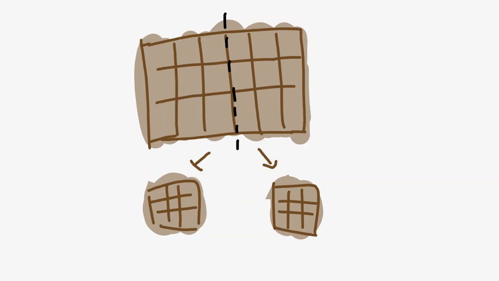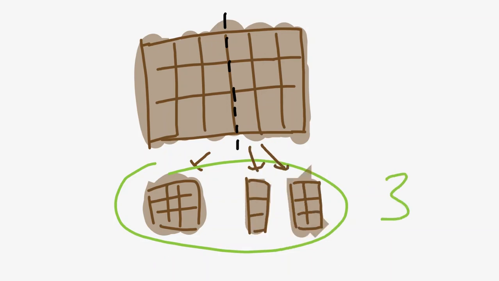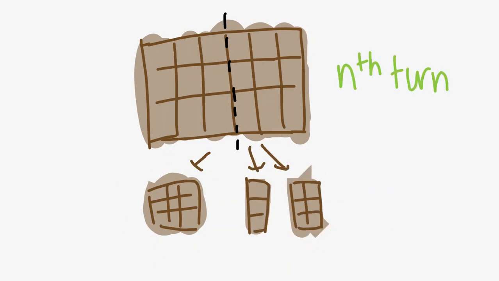In this case, we can focus on the number of chocolate pieces there are after each turn. After the first turn, there are 2 chocolate pieces. After the second turn, there are 3 chocolate pieces. After the nth turn, there are n plus 1 chocolate pieces. This is what stays true no matter what.